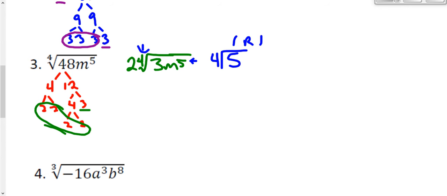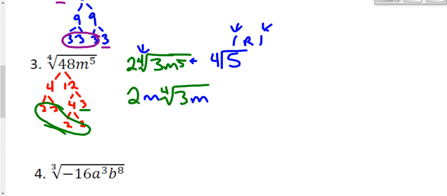So my final answer would have the 2 from before, and I'd be able to bring out 1 m. And then I would have the fourth root that I had before, I would have the 3 that I had before, and this time I would have 1 m left inside my radical. So 2m and the fourth root of 3m.